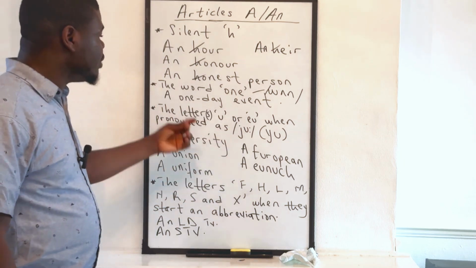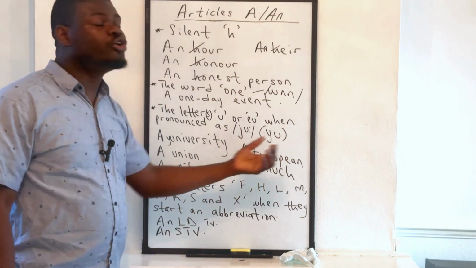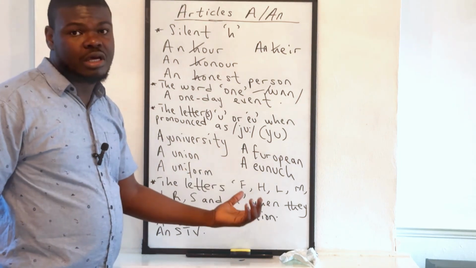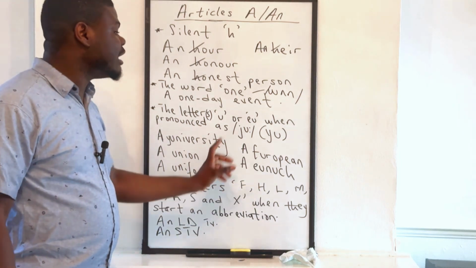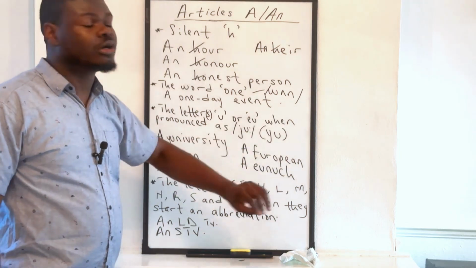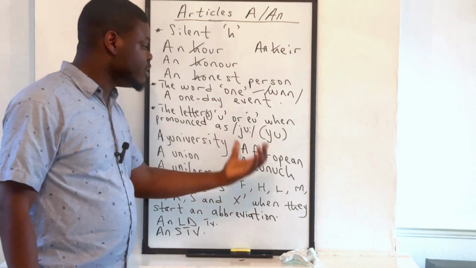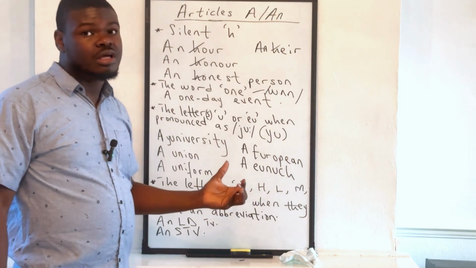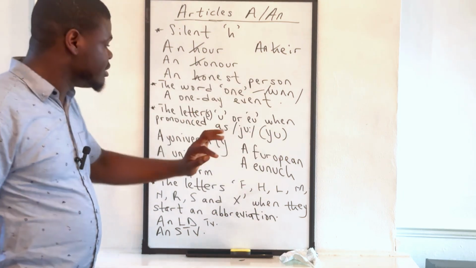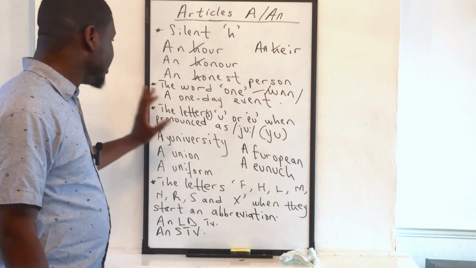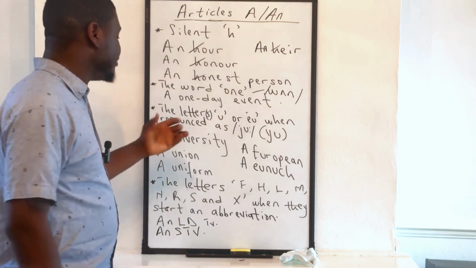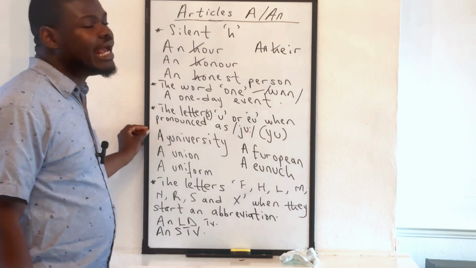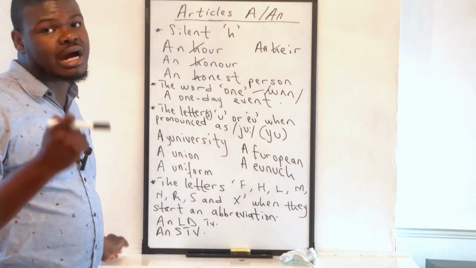Also the EU that we've got in European, a European person, yeah, a European. A eunuch, yeah, a eunuch. So not an European, not an eunuch, because when you pronounce these words, what you hear is the U, like a Y sound. So that U sound, in both the letter U and EU, makes them take A instead of an.